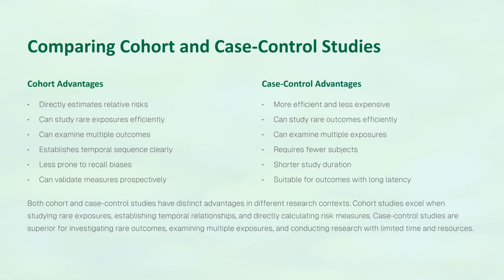Bringing it all together side by side, you can see the advantages of cohort versus case controls. Again, cohorts get to directly determine those estimates. They're good for rare exposures, and you get that temporal sequence back, versus case control advantages are probably less expensive. They're good for rare outcomes, and they require fewer subjects, and they're shorter in duration because they're retrospective in nature.